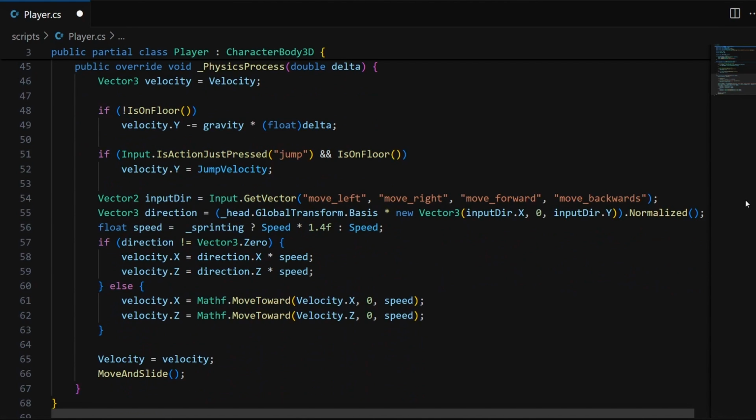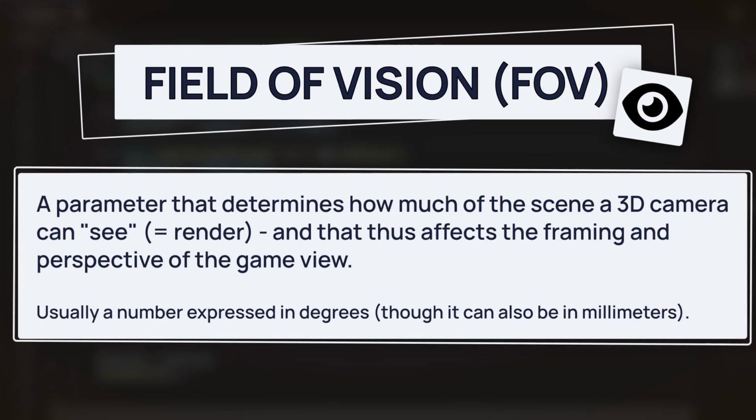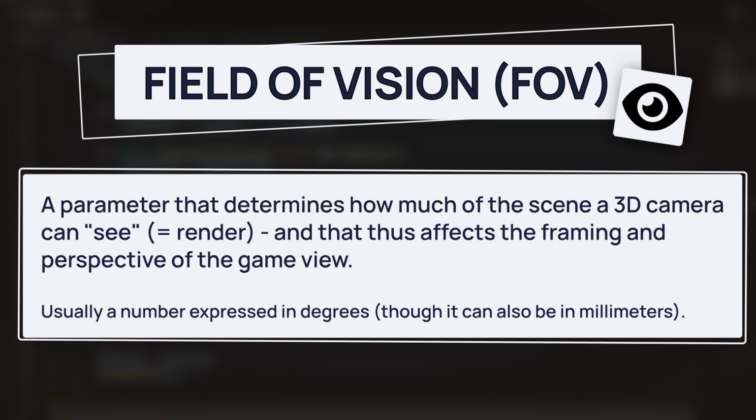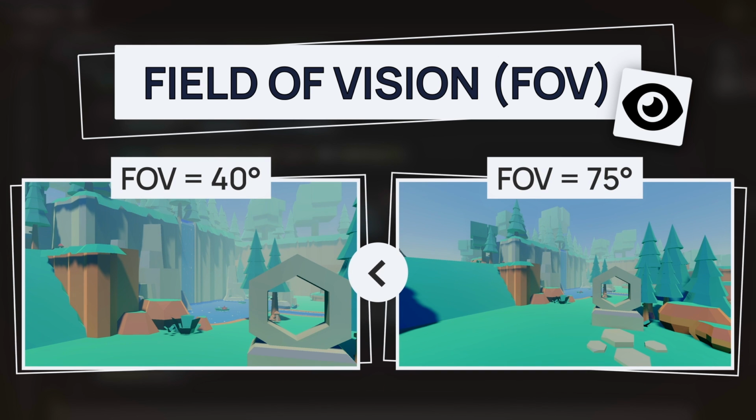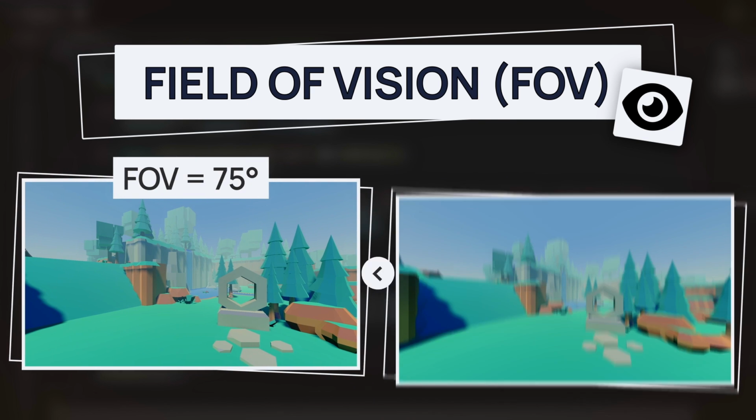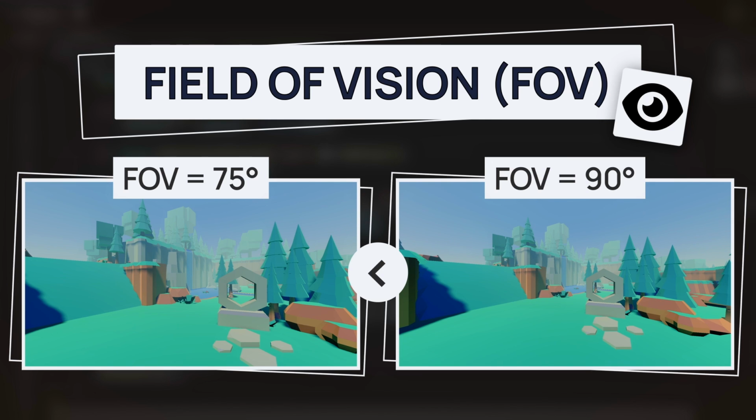Though, to get one step further and really sell the speed boost effect, a nice trick can be to also play around with your camera's FOV. In a nutshell, the field of vision, or FOV, of a camera determines how much of the scene this camera can see. It's a number that is often expressed in degrees and affects framing and perspective. Typically, by lowering this FOV, you get a more zoomed-in and less deformed view of the scene. Here we could rather increase the FOV when we toggle our sprint on. This will deform the render a bit more, which will amplify the speed effect.